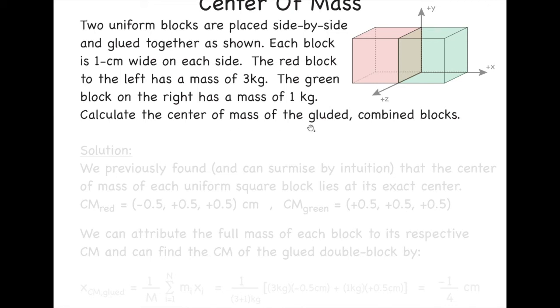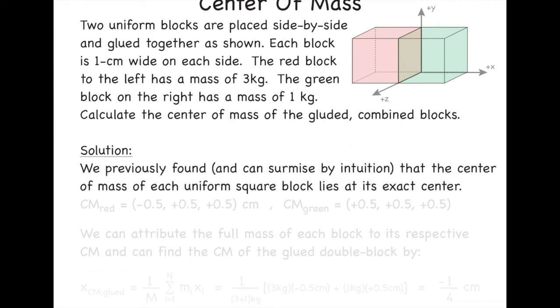Now we want to calculate the center of mass of this composite material, this now rectangle that is made by gluing together two blocks. What is the center of mass of this composite block, composite rectangle?